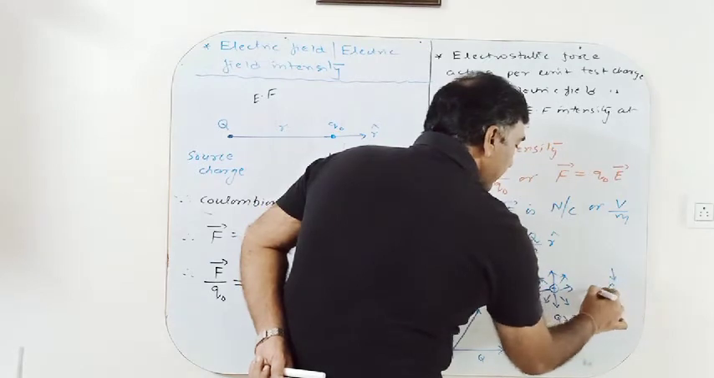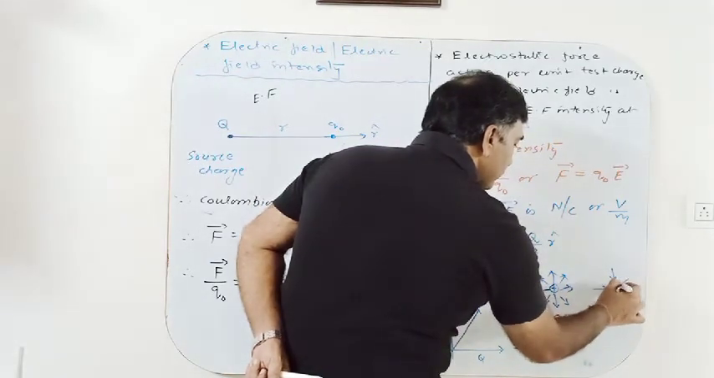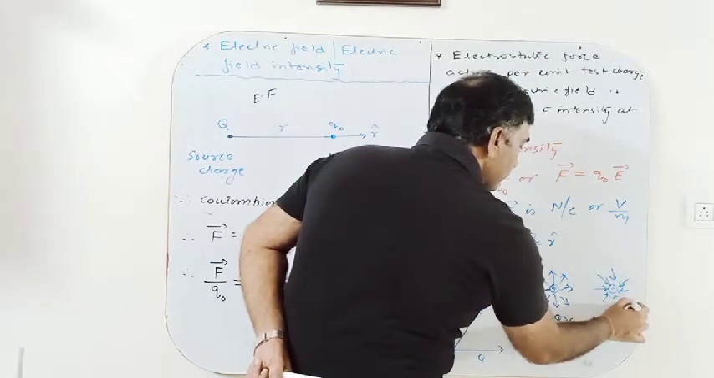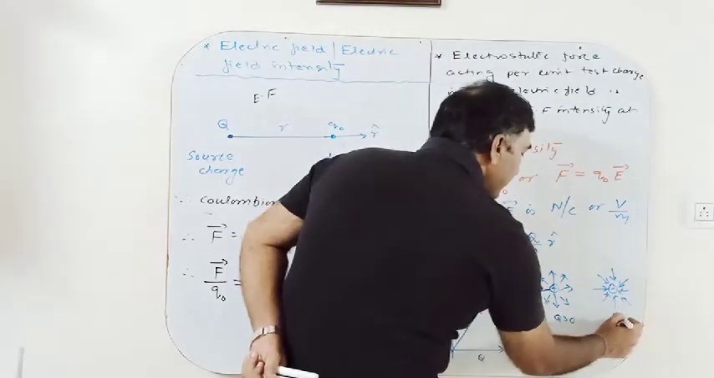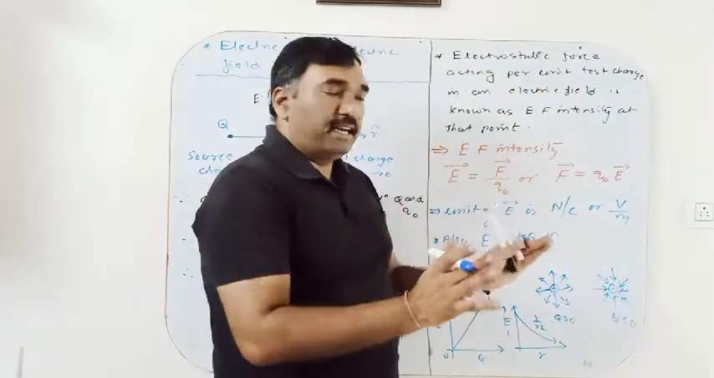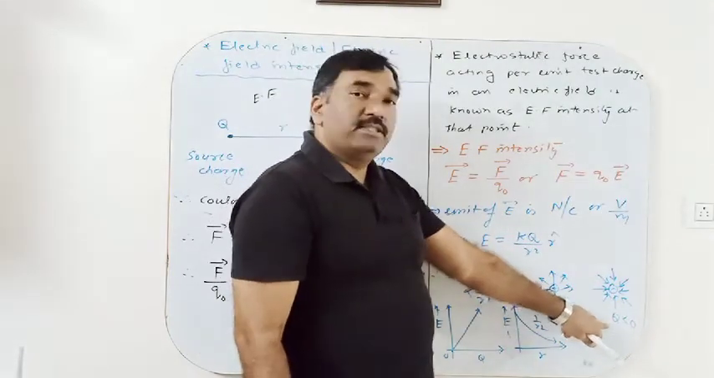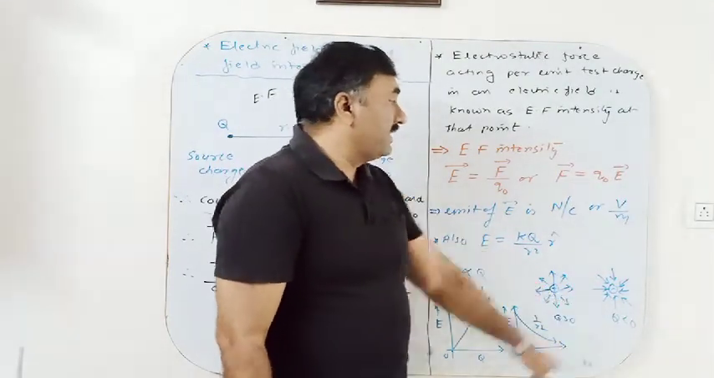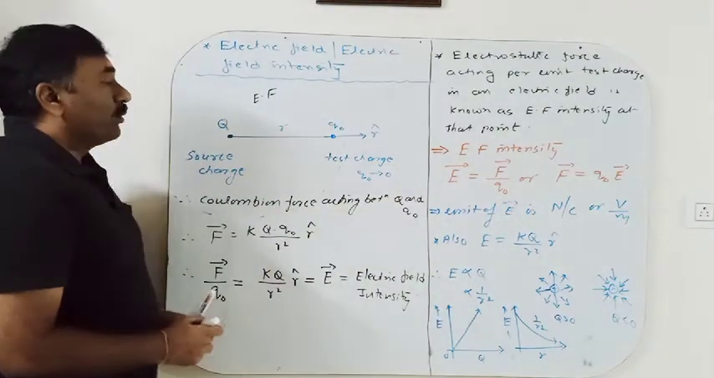For negative charge, electric field is radially inward. For Q greater than 0, electric field is radially outward, and for Q less than 0, for negative charge, electric field is radially inward. So once again, what is electric field?